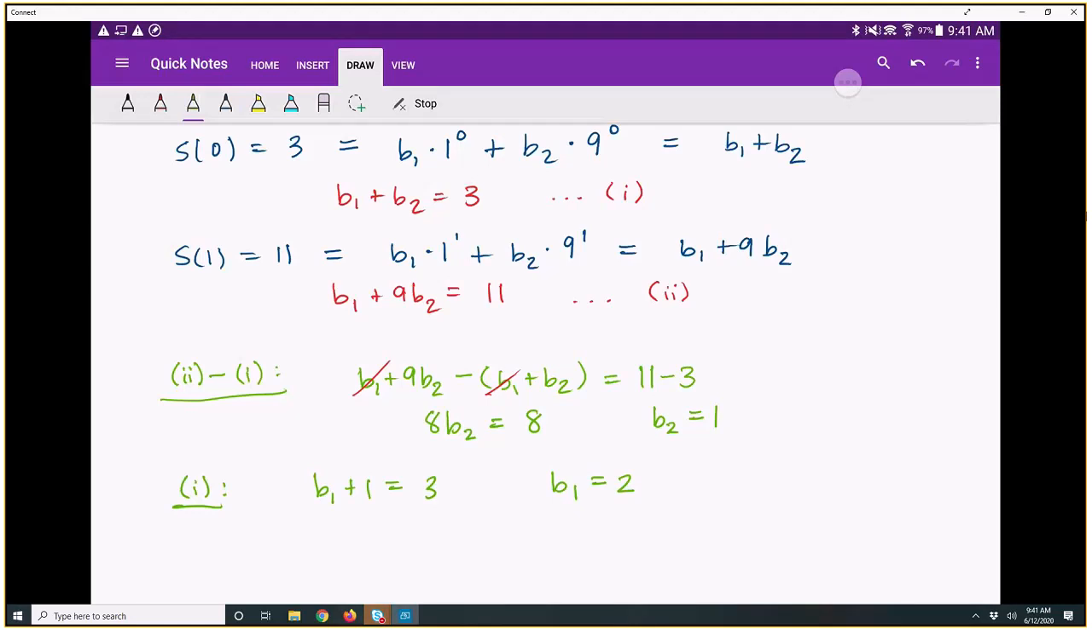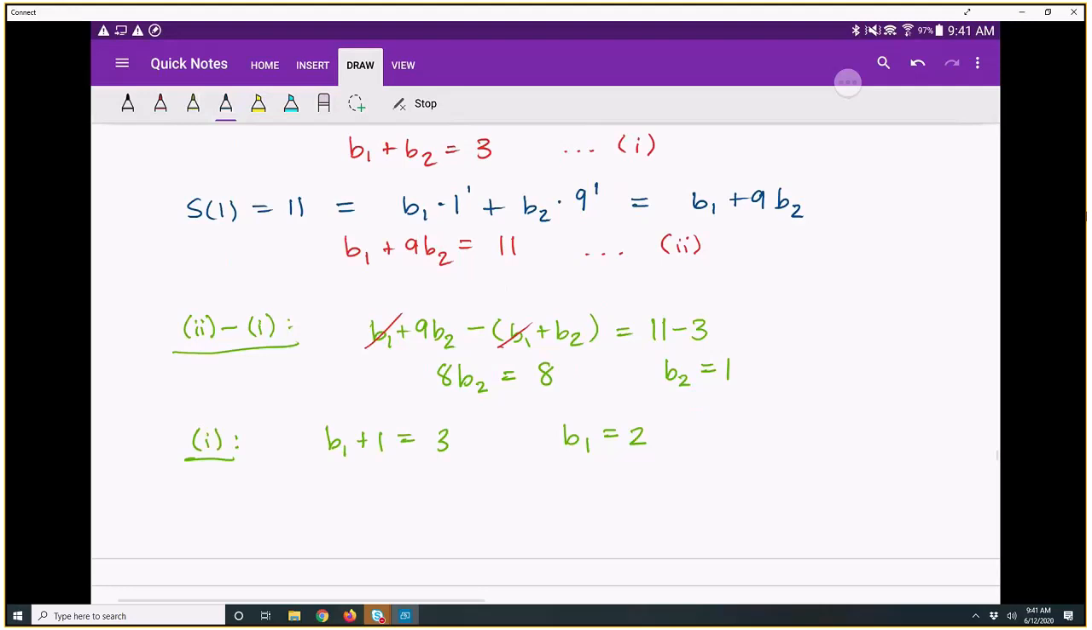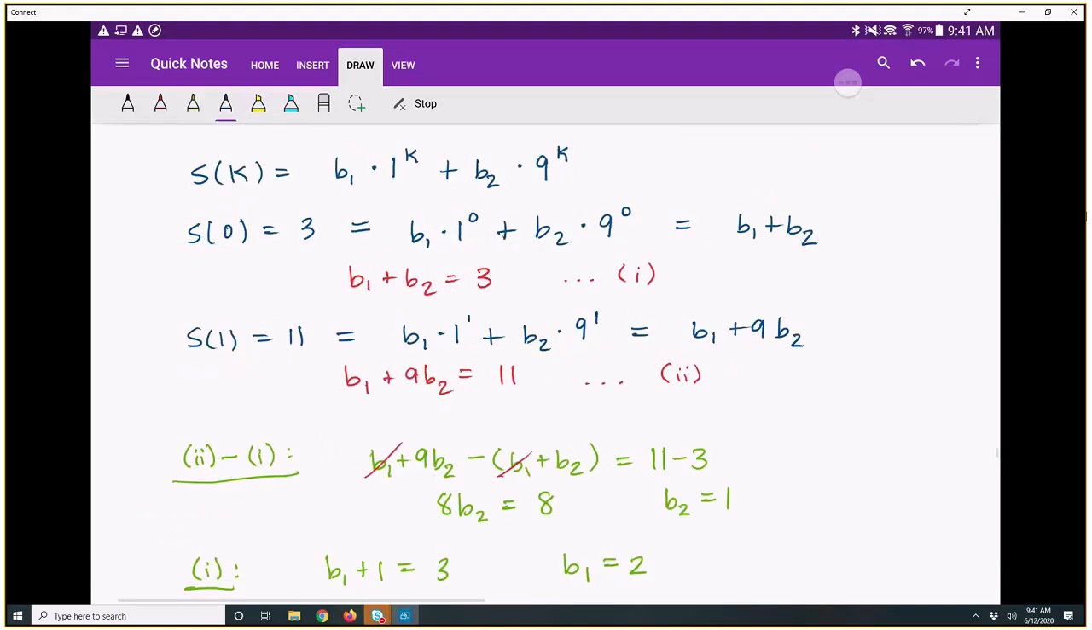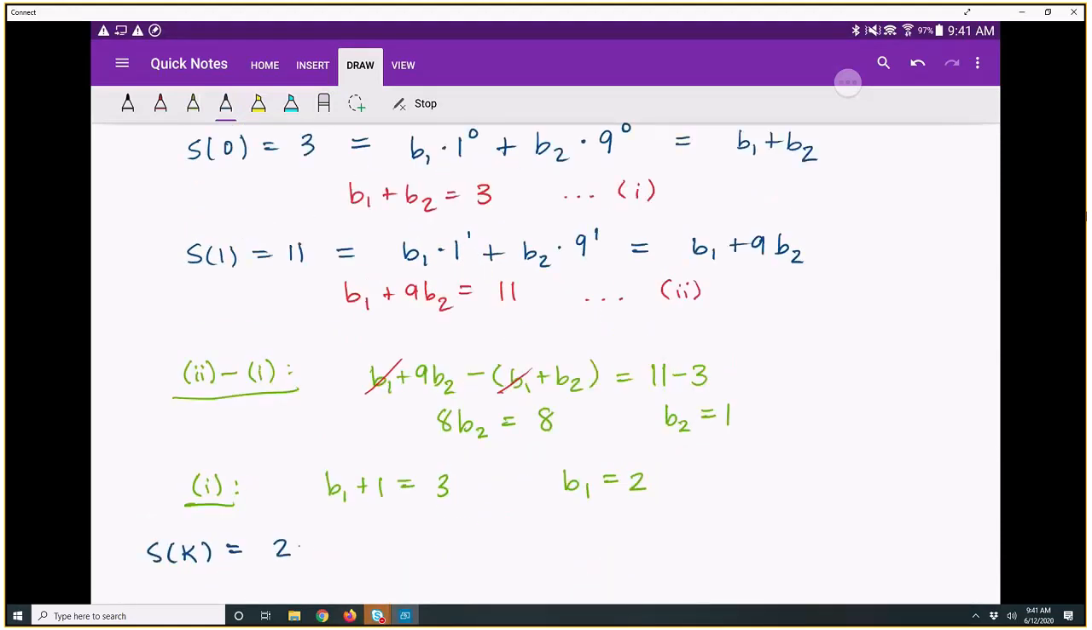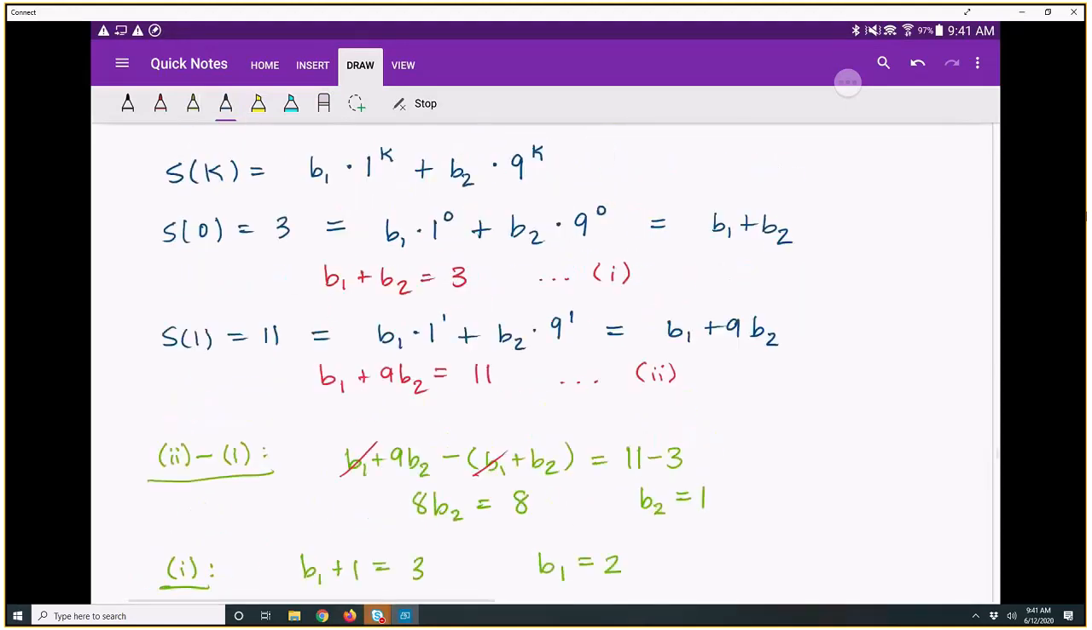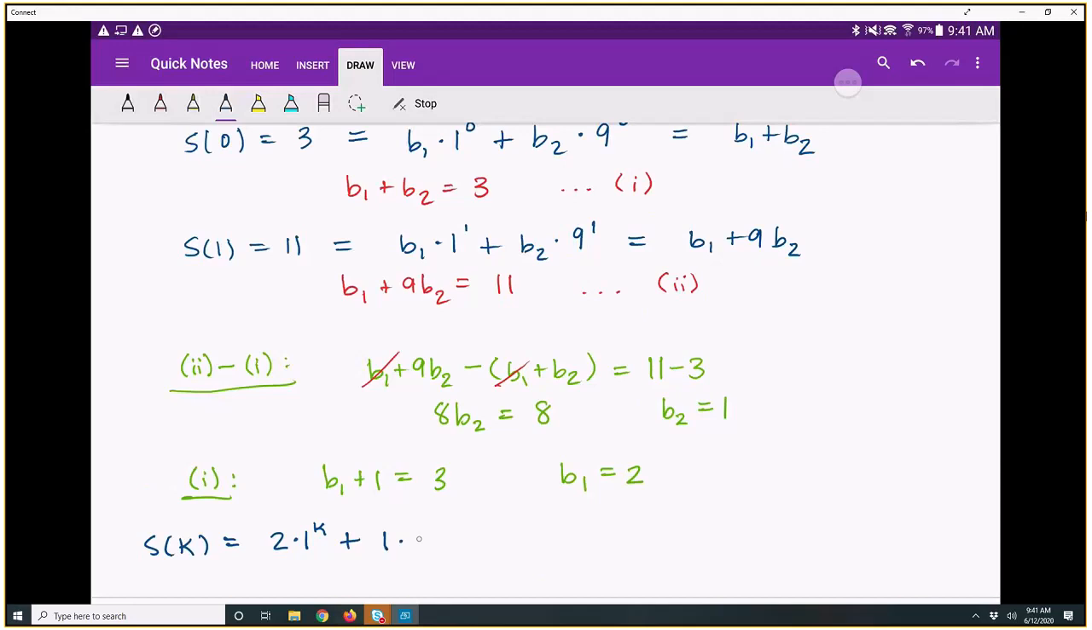And finally, I'm ready to put these coefficients back into my recurrence relation. So I said that s of k was equal to b1 times 1 to the power k, so this is 2 times 1 to the power k, plus b2 times 9 to the power k, so this is 1 times 9 to the power k. And I can simplify that just a little bit. 1 to the power k is just 1, so I can write this as 2. I don't need the 1 to the power k. And of course, 1 times 9 to the power k is just 9 to the power k. So I have 2 plus 9 to the power k.